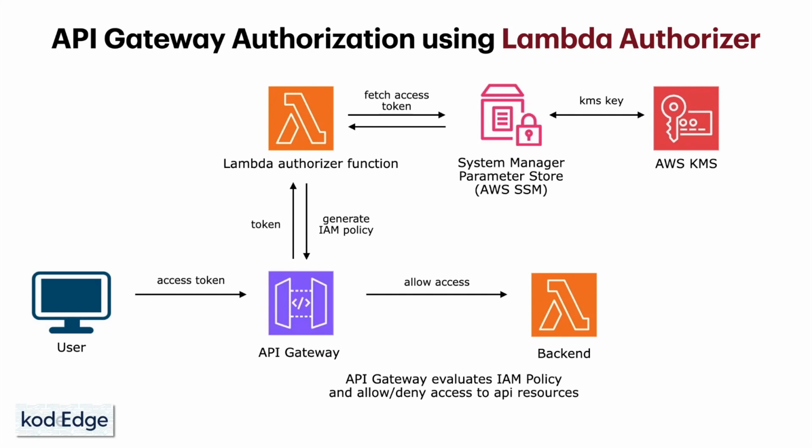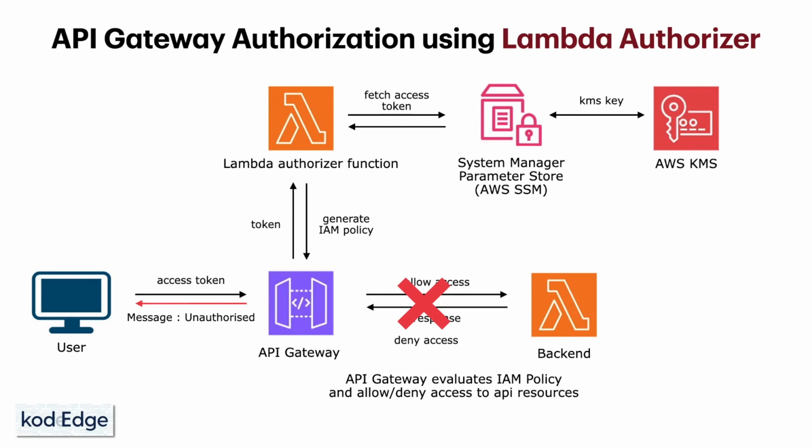Now in this case, let's say it allows access to the backend service. So the backend service will send the response back to the API gateway, and API gateway will forward that response back to the user. Now let's say our access token does not match the token that is stored in the SSM parameter store. In that case, the Lambda authorizer will generate a policy with the effect as deny. Then API gateway will deny access to the backend service and send a response back to the user as unauthorized access.